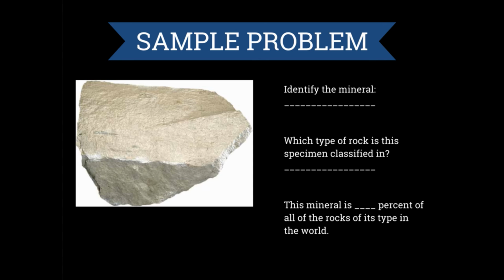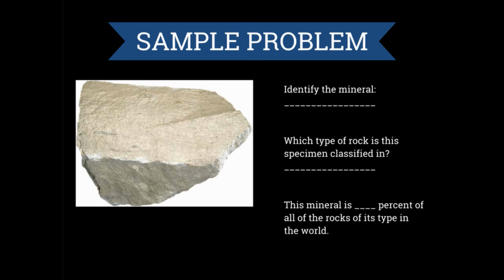Like, for example, what type of rock is the specimen classified in? And as I mentioned before, the three different types of rocks are igneous, sedimentary, and metamorphic. And we know that limestone is part of the sedimentary category of rocks. Specifically, it's a calcium carbonate one, which kind of explains its really soft texture because there's a lot of calcium within it.